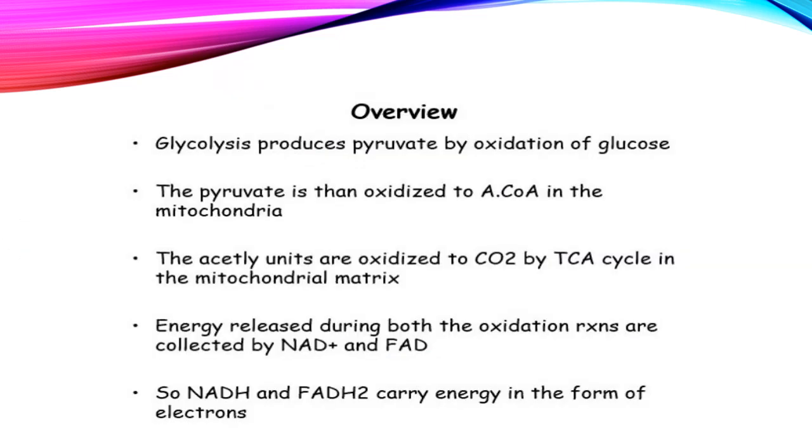So students, here is an overview of what we understood: glycolysis produces pyruvate by the oxidation of glucose. This pyruvate is then oxidized to acetyl-CoA in the mitochondria. The acetyl-CoA units are oxidized to carbon dioxide by the TCA cycle in the mitochondrial matrix. When you combine these two, glycolysis and TCA, there is energy generation in the form of NADH molecules, FADH2 molecules and ATPs, where NADH and FADH2 are carried forward into the electron transport chain in the mitochondria.